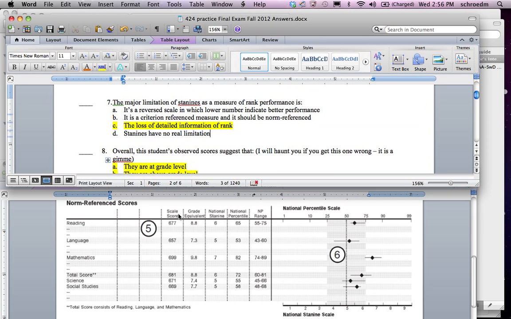Question 7, my little rant about stanines. The major limitation of stanines as a measure of rank performance is the fact that you lose all kinds of information. Why use this when I have national percentiles? Because this again is just a broken down area of national percentile scores. They're not even. If somebody's in the 5th stanine, they could be down at the 40th percentile or at the 59th percentile. And why don't I just use their percentile rank?